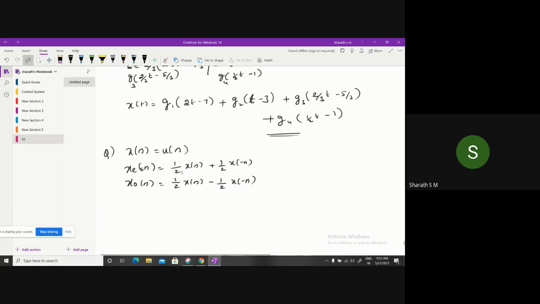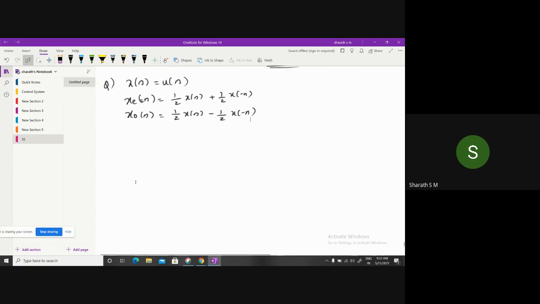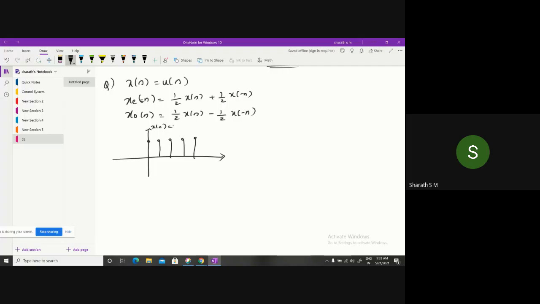That itself is x of n, which we need to write in terms of half into x of n plus half into x of minus n. For the even part we do the addition, and for the odd part we do the subtraction. So first write down the unit step function, from 0 to infinity. Here x of n is equal to u of n only.